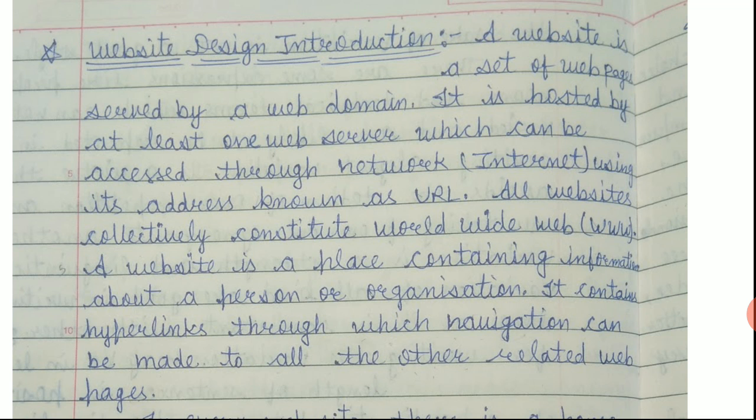All websites collectively constitute the World Wide Web. So what is WWW? It is the World Wide Web, and it is the collection of all the websites, all the material, all the files which are on the computers which are connected through this service. A website is a place containing information about a person or an organization. It contains hyperlinks through which navigation can be made to all the other related web pages.